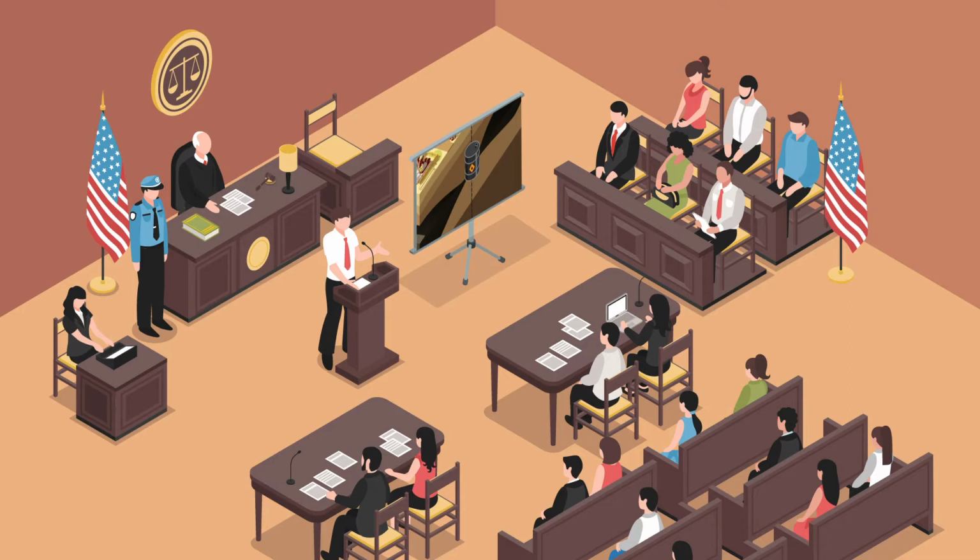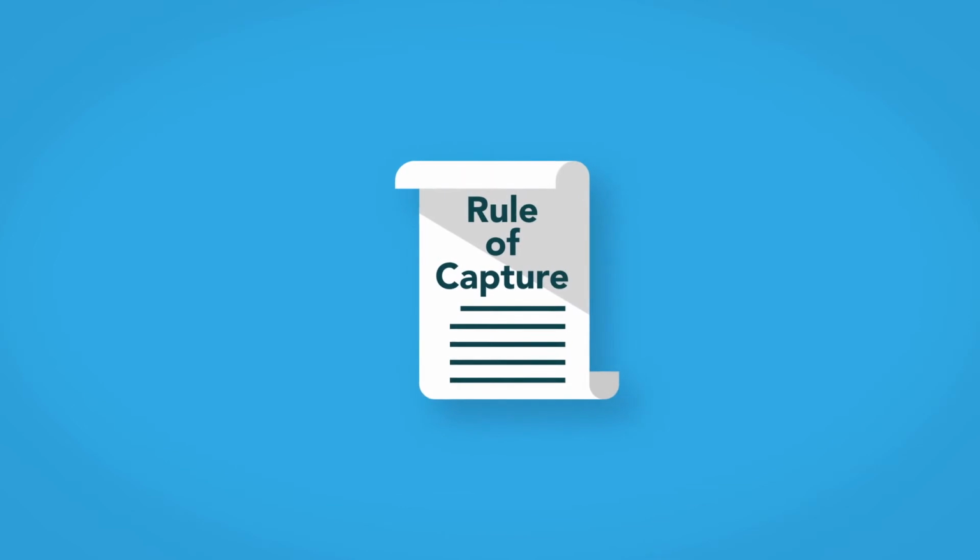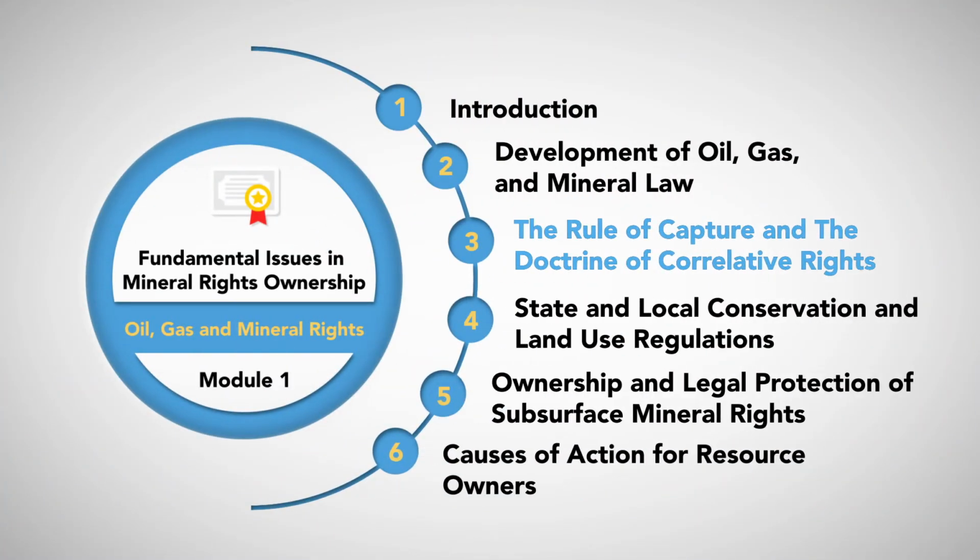under another person's land. The rise of oil and gas extraction in the United States also gave rise to the rule of capture, which quickly came to replace the ad coelum doctrine as the majority rule regarding the ownership of below-ground minerals. The rule of capture and the doctrine of correlative rights.